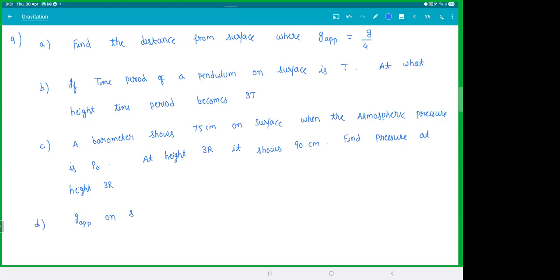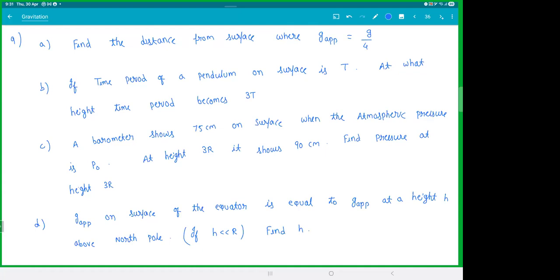G apparent on the surface at the equator is equal to G apparent at a height h above the North Pole. If h is much, much less than small r, we are taking small heights. Find h.